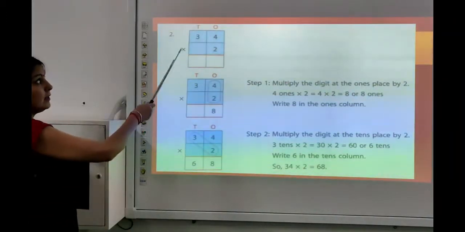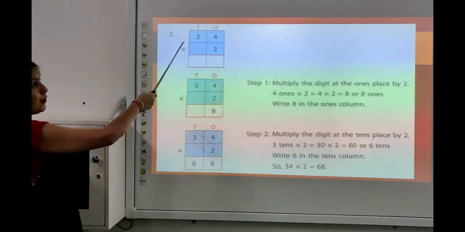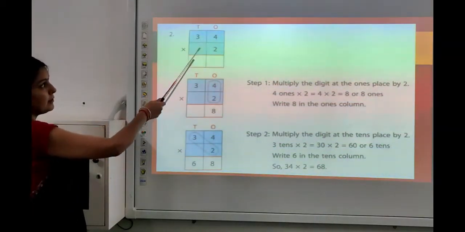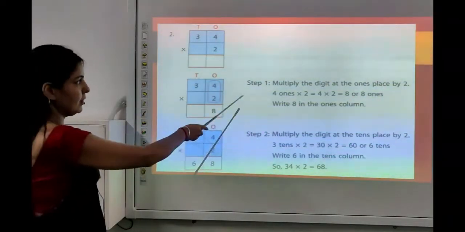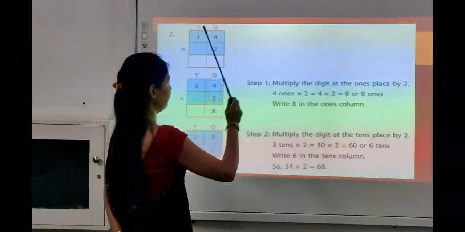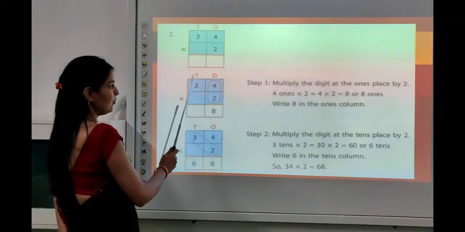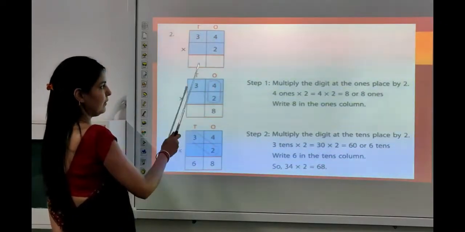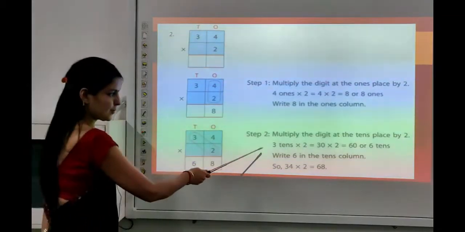Next way, vertical way. Here again we are going to multiply 34 by 2. We have to follow some steps again. Step 1. Multiply the digit at the ones place by 2. Here 4 is at ones place, so we are going to multiply 2 by 4. It will be 8.